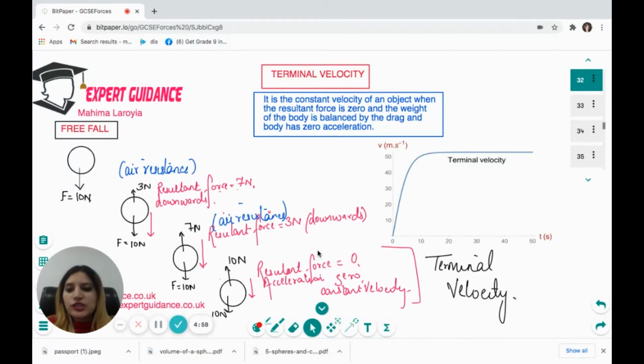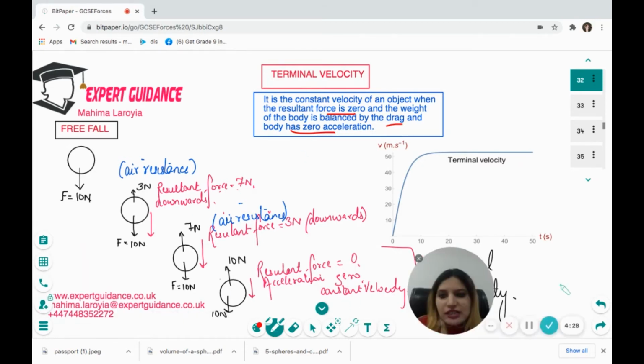Now let us move on to a very important concept, terminal velocity. Now what is terminal velocity? Terminal velocity is the constant velocity of an object when the resultant force is 0 and the weight of the body is balanced by the drag, and the body has 0 acceleration and it falls with a constant speed. Looks confusing? Let us understand this with an example.